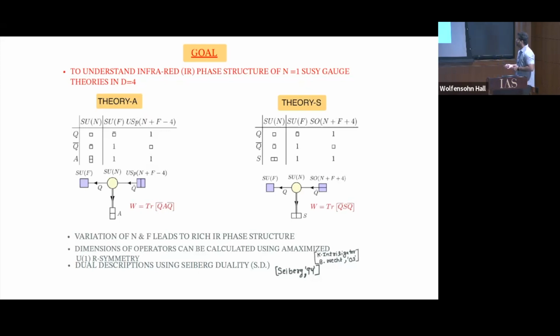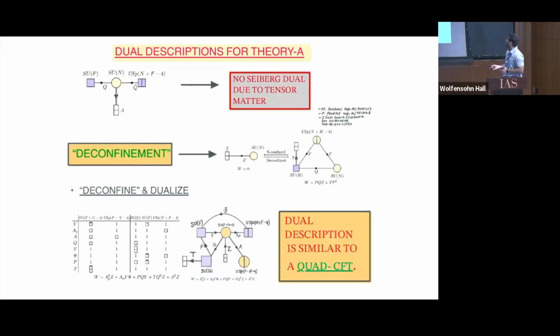For the purpose of understanding the strongly coupled physics better, usually dual descriptions are very useful. And for N=1 supersymmetry, Seiberg duality is actually one of the most powerful tools. So let's try to build some dual description. If we start with theory A, the antisymmetric theory, we can't directly build a Seiberg dual, because Seiberg duality only works when you have matter in the fundamental, anti-fundamental, or vector representation.